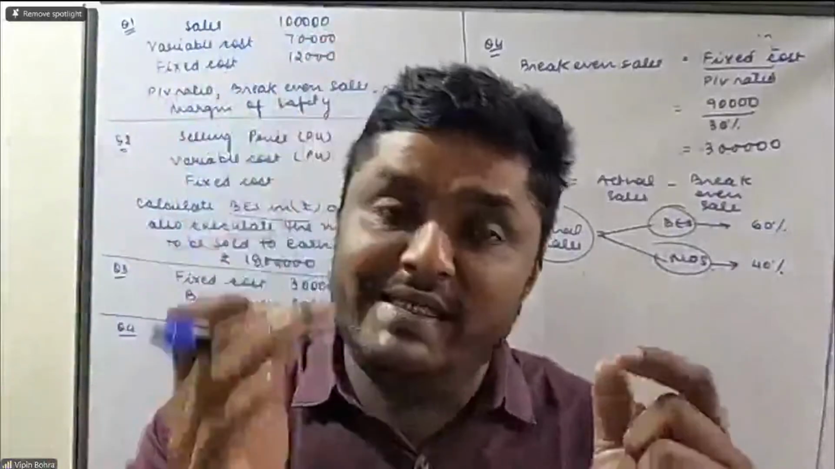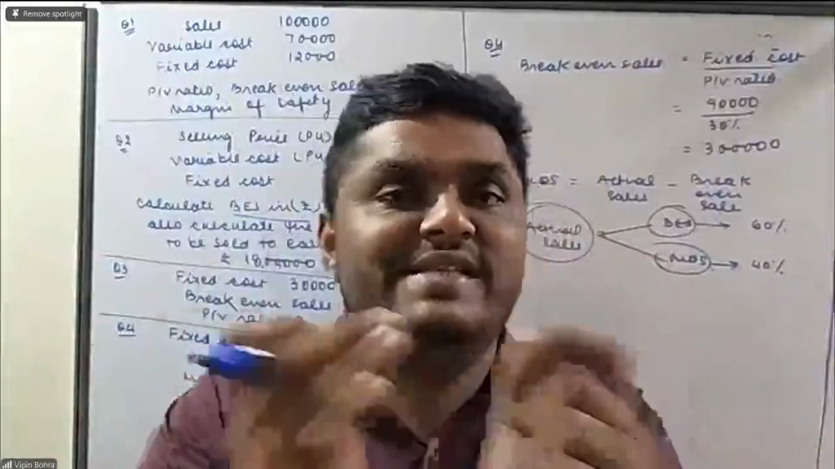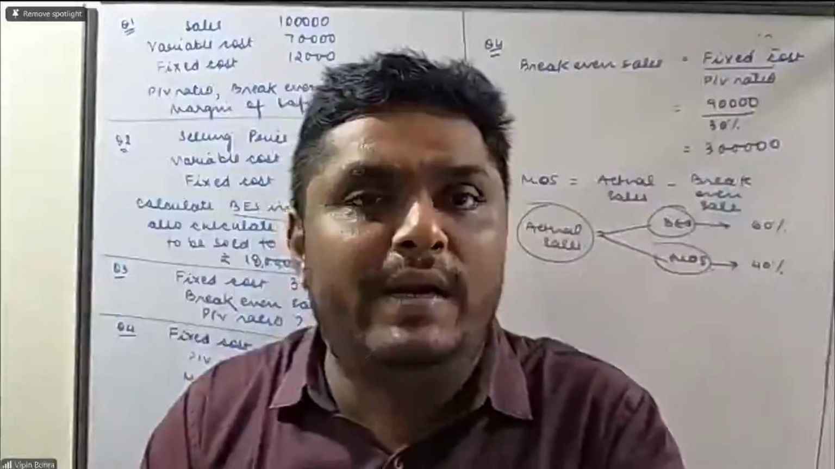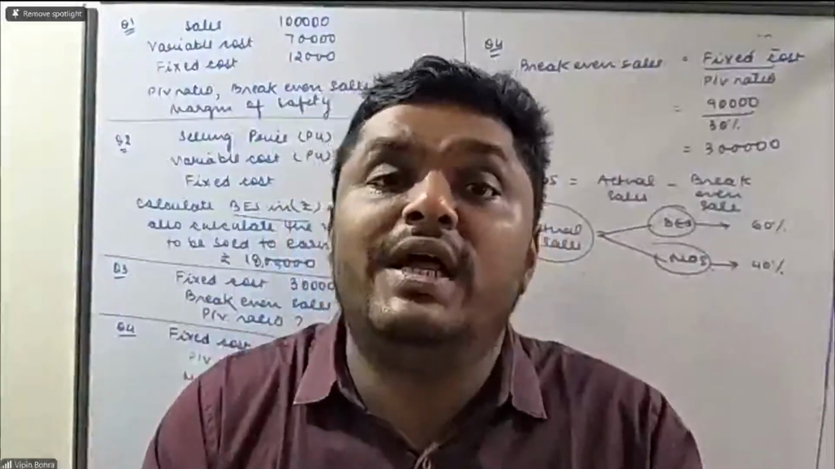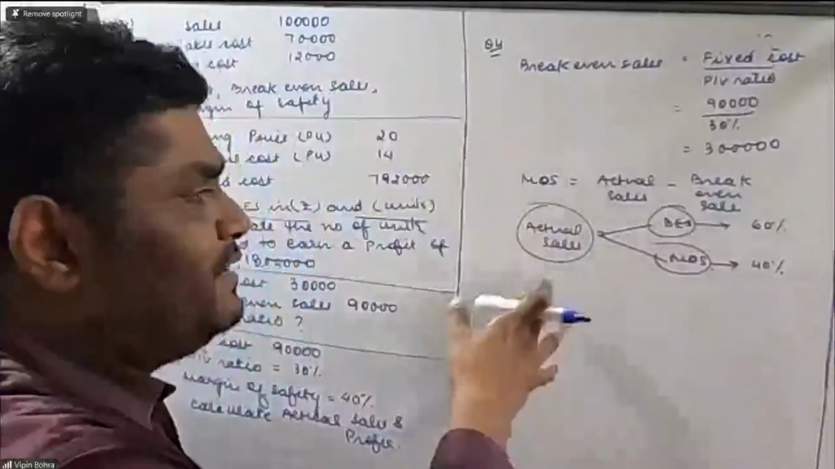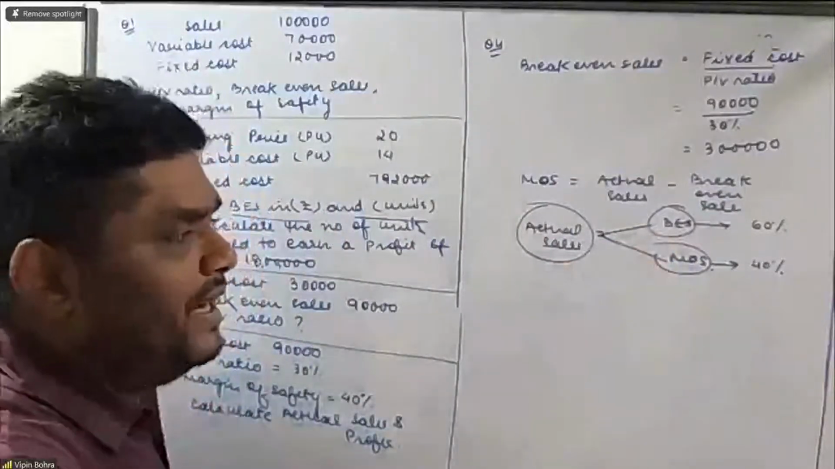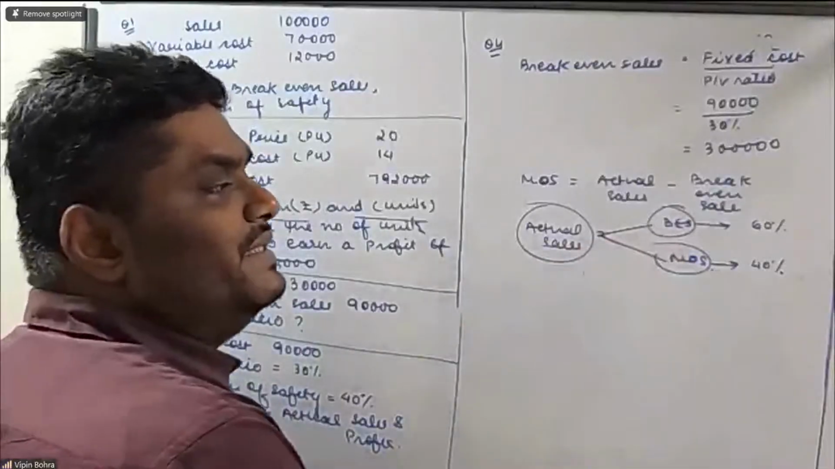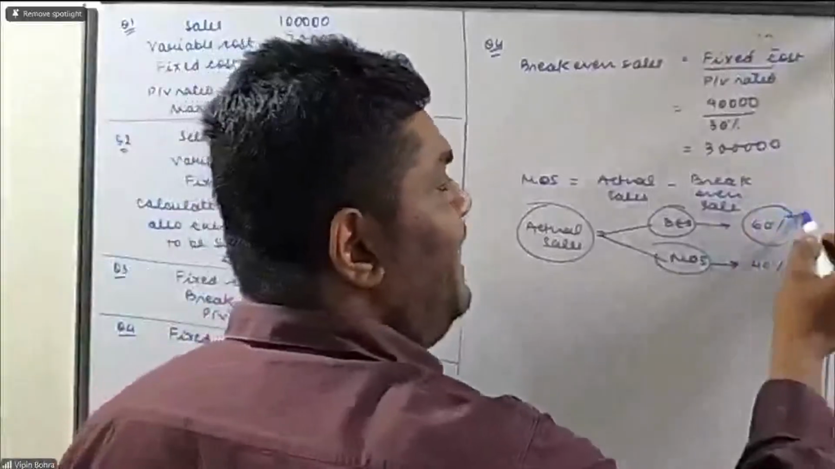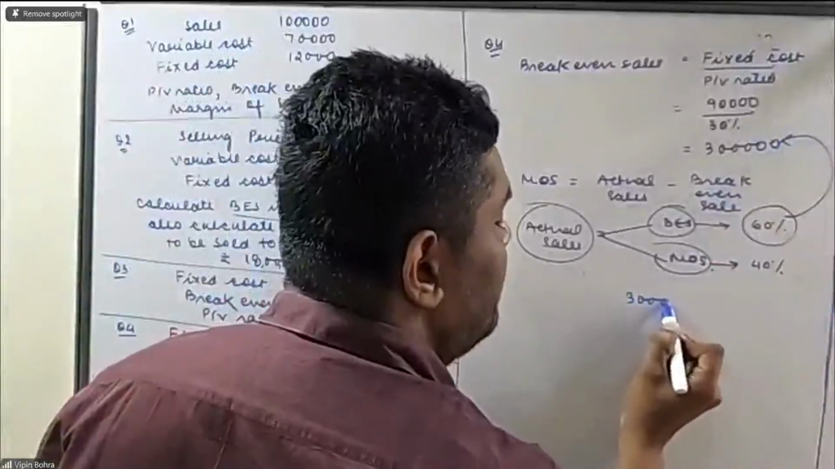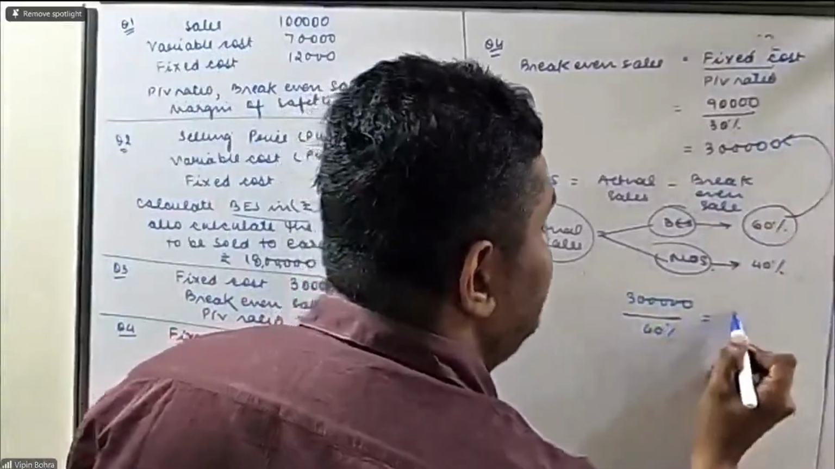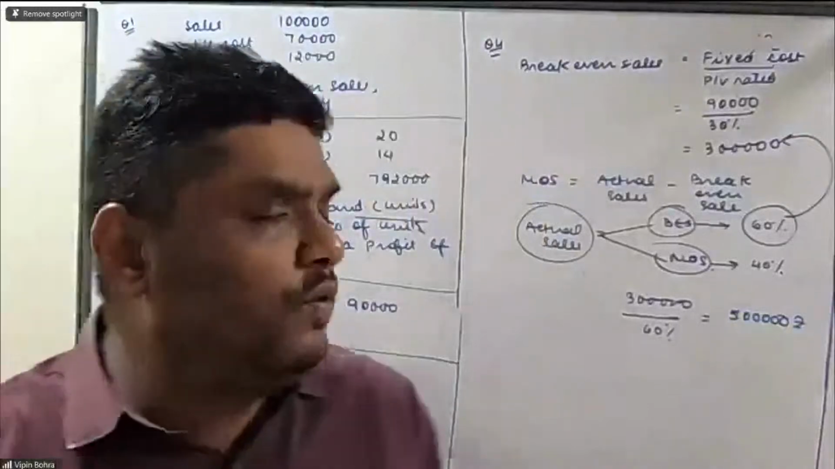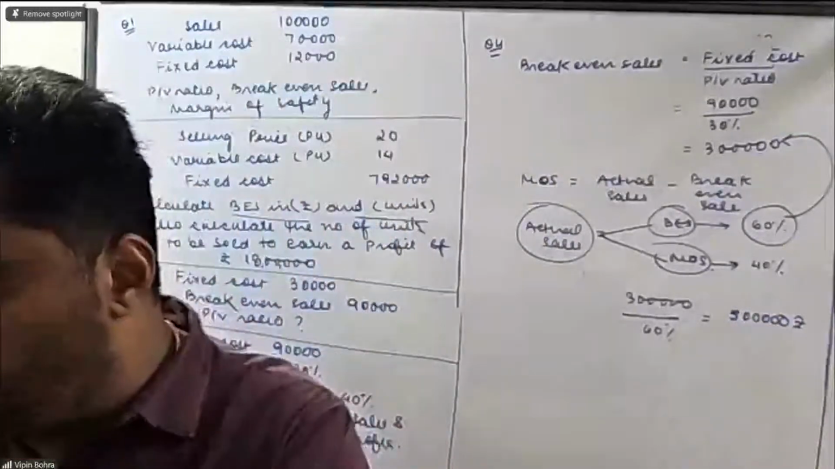Again, we can say actual sales can be divided in two parts, break-even sales and margin of safety sales. The contribution from break-even sales, what does it do? It recovers the fixed cost, and the contribution from margin of safety, we call it as profit. So here actual sales can be divided in two parts, break-even sales and margin of safety. So since margin of safety is 40% of total sales, break-even sales is how much? 60%. And 3 lakh is equal to 60%. So how much will be 100%? 5 lakh rupees. Once you are able to calculate actual sales, you will be able to calculate profit.